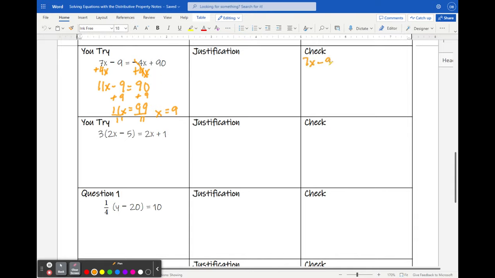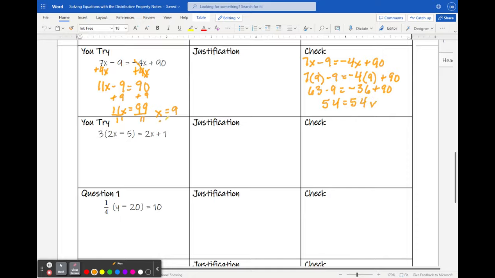Rewrite the question exactly as it was written originally. And everywhere you see an x, you're going to put a positive 9. So 7 times 9 minus 9 equals negative 4 times 9 plus 90. We do not have any parentheses because these parentheses mean multiplication. 7 times 9 is 63 minus 9 equals negative 36 plus 90. 63 minus 9 would be 54. Negative 36 plus 90, or I could think of this as 90 minus 36, would also be 54.